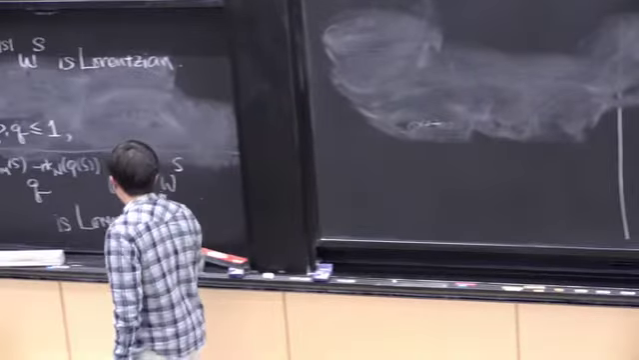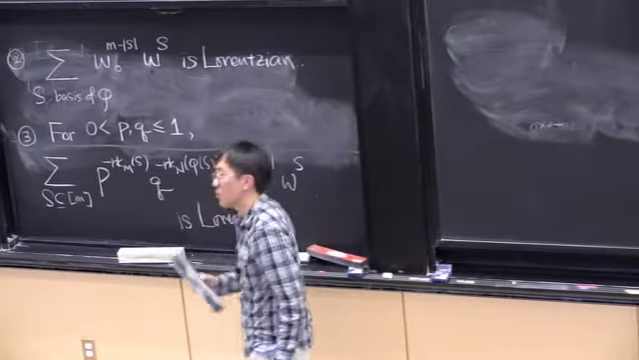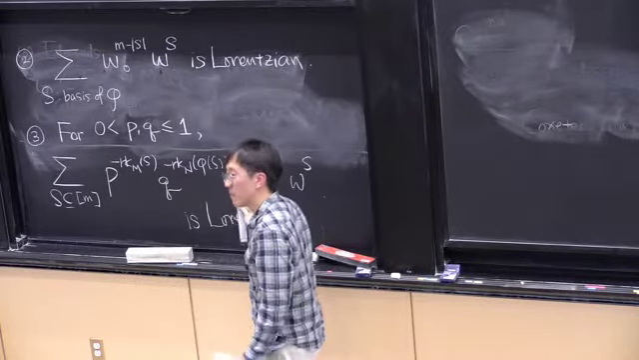Yes, you would like to call it Todd polynomial for Coxeter matroids.